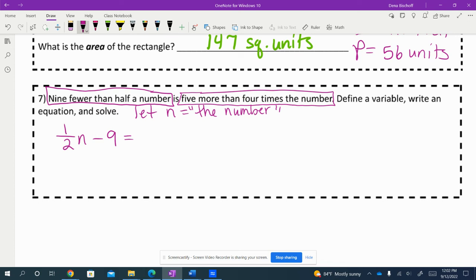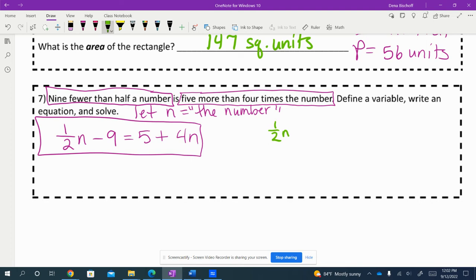If you have 5 more pieces of candy than I do, and I have 2, how many do you have? So what did you do? Add. 5 more than 4 times our number. So this is our equation. I'm going to put it in a box because we have defined our variable and we've written an equation. So now I'm going to solve that equation.